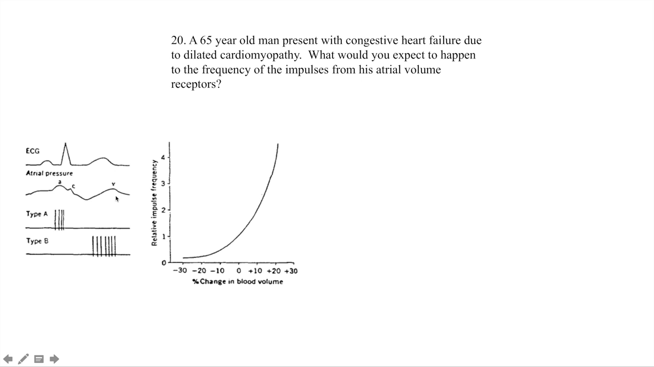And then your mitral valve opens, your T wave hits here, you're getting relaxation, your mitral valve finally opens, and then your volume receptors stop firing. The impulse frequency increases as the blood volume goes up.